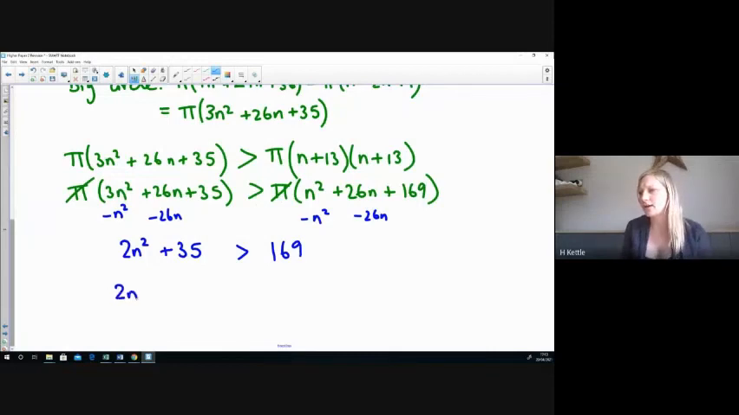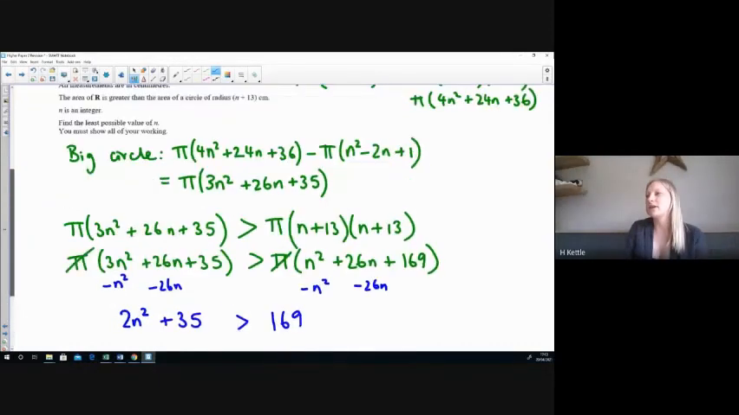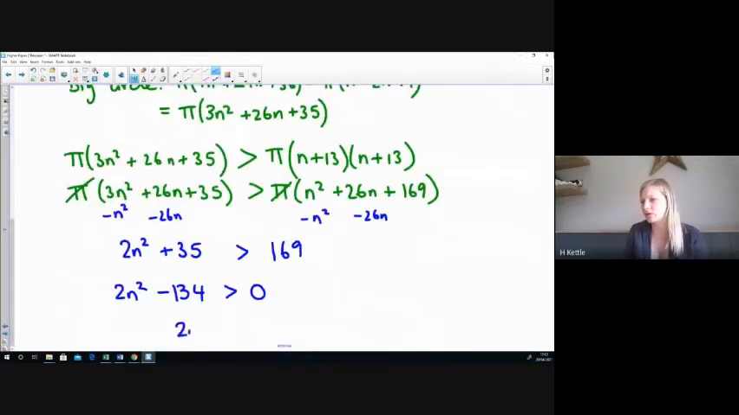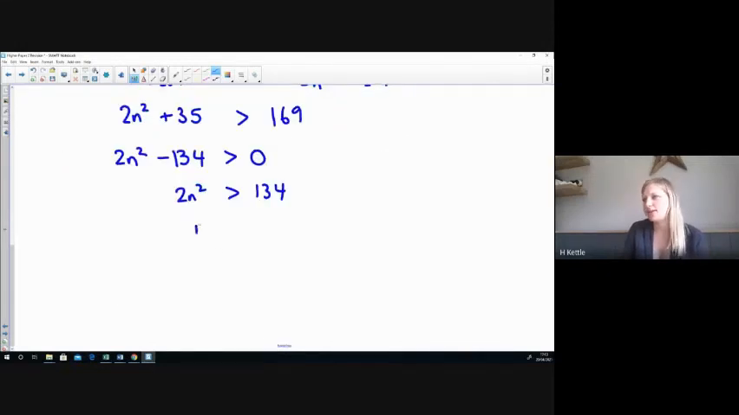So 2n squared minus 134 is greater than 0. Because I don't need the negative value because it's a positive length, isn't it? Right, so let's just make it 2n squared is greater than 134. Come on, be a nice number. Cool. n squared is greater than, so I'm dividing by 2, 67.